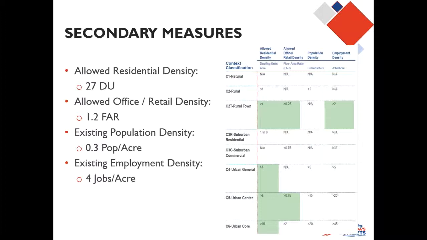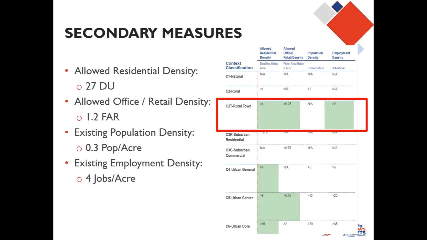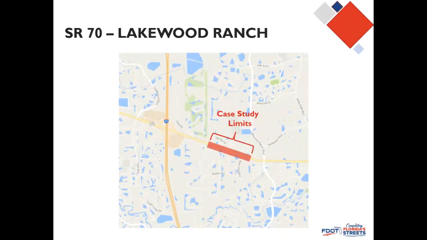So this is getting us, again, we're seeing some of the same overlap between C2T, C4, C5, and C6. But the preponderance of the evidence, again, going back to the distinguishing characteristics, if nothing else, is pointing us back toward a C2T rural town.